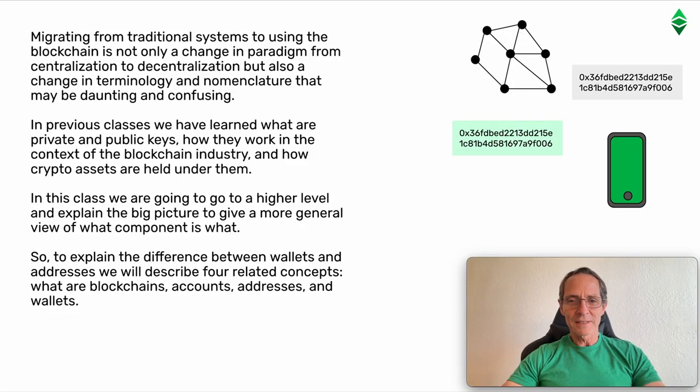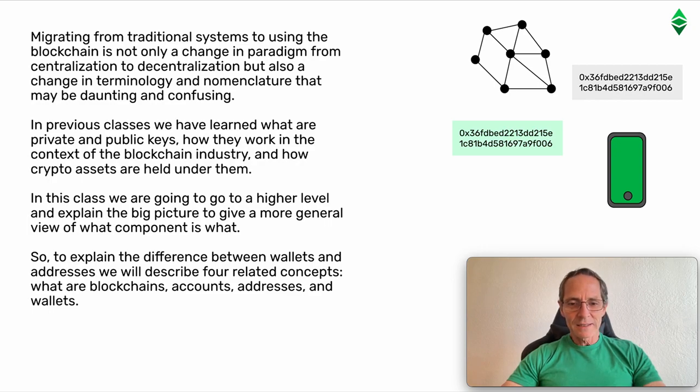Migrating from traditional systems to use the blockchain is not only a change in paradigm from centralization to decentralization, but also a change in terminology and nomenclature that may be daunting and confusing. In previous classes, we have learned what private and public keys are, how they work in the context of the blockchain industry, and how crypto assets are held under them. In this class, we're going to go to a higher level and explain the big picture to give a more general view of what component is what.